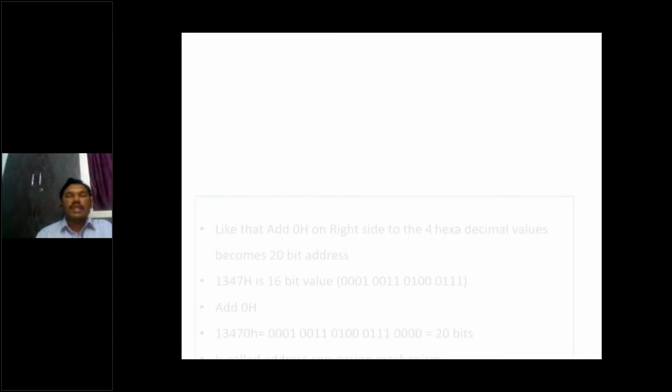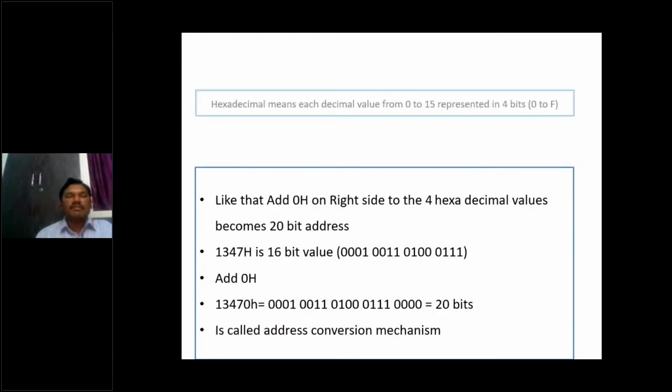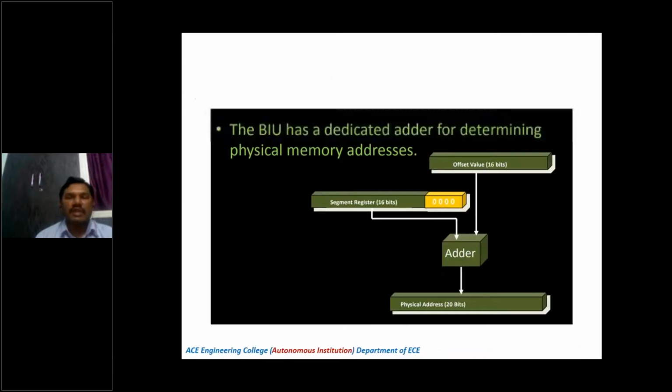Here I have shown the address conversion mechanism. For example, the offset value is 16 bits. The segment register is 16 bits, shifted by 4 bits. Now the shifted segment register and the offset are added by the adder, and it gives a physical address of 20 bits.